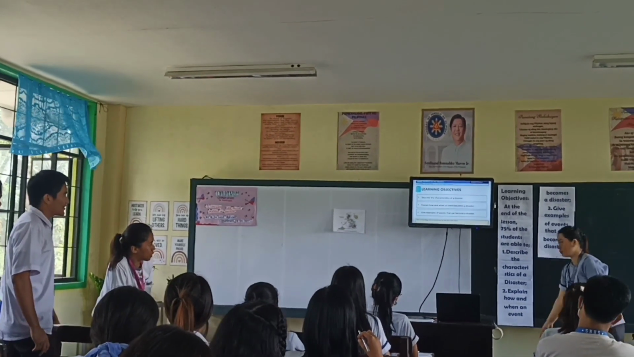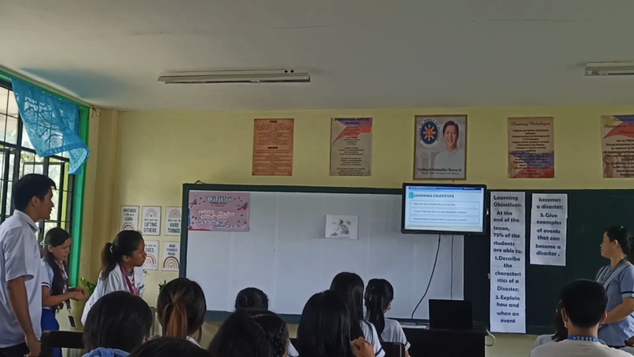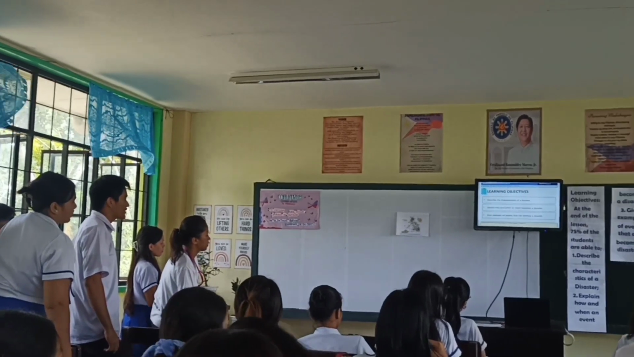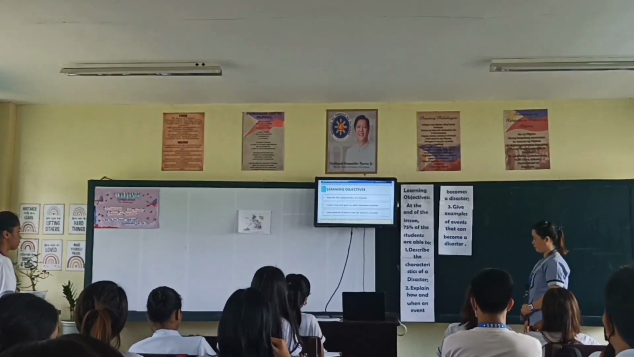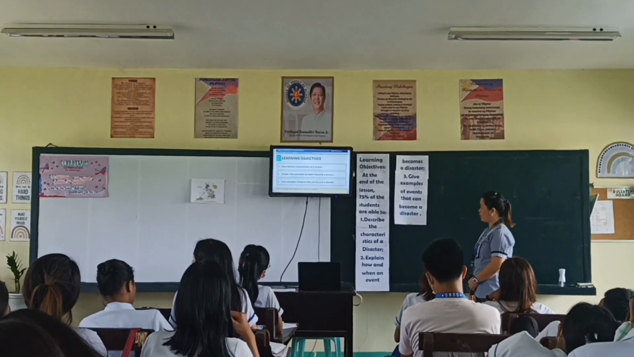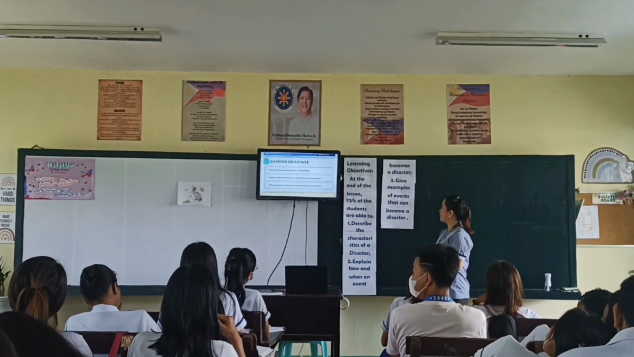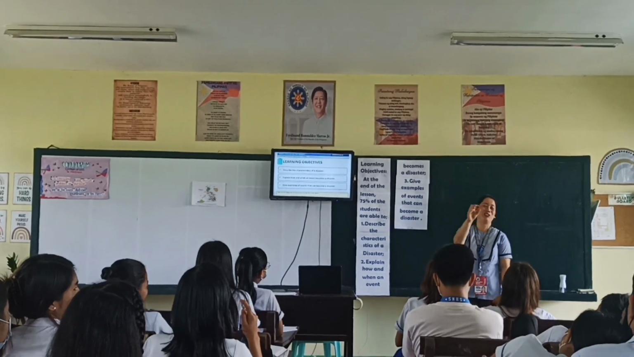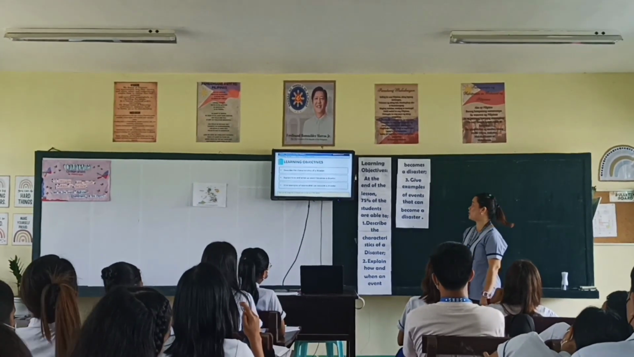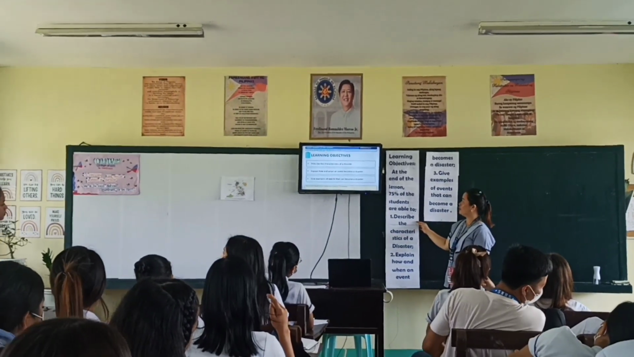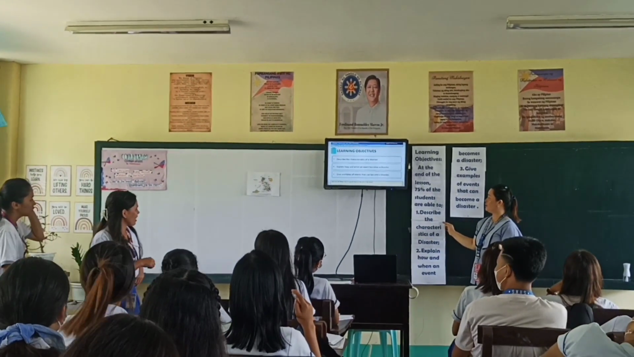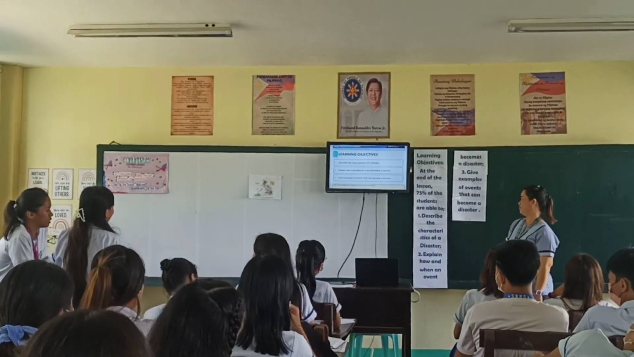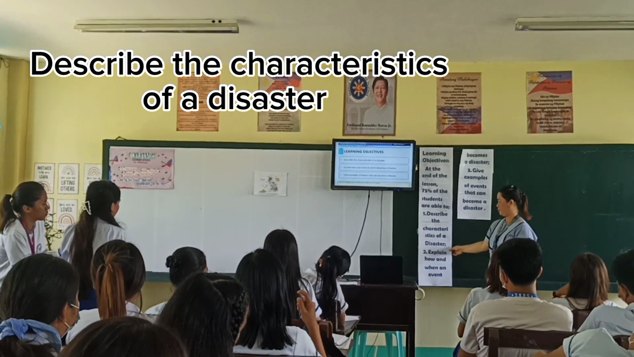At the end of the lesson, 75% of the students are able to: first, describe the characteristics of an disaster; second, explain how an event becomes a disaster; third... Okay, start. Row 1. Describe the characteristic of a disaster.